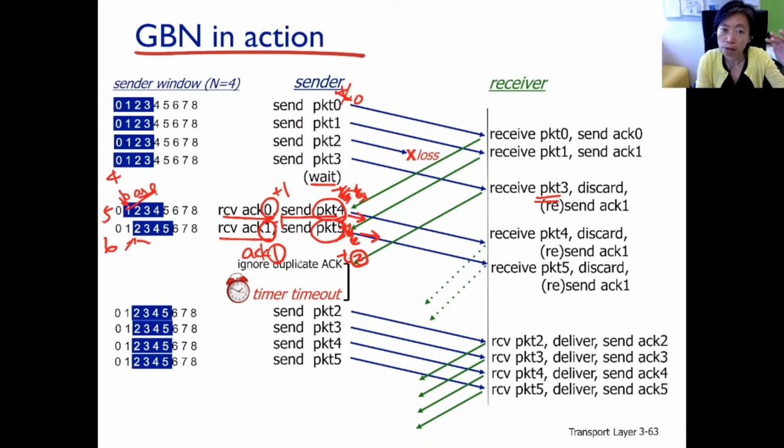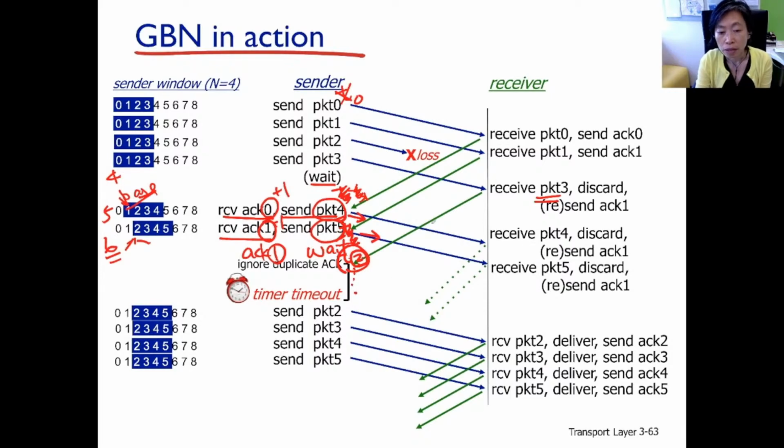If we get a call from above now, next seq num is 6, and base is 2. 2 plus 4 is also 6. 6 is not less than 6. Therefore, we again wait here. So this timer for base 2 is going to tick, tick, tick.